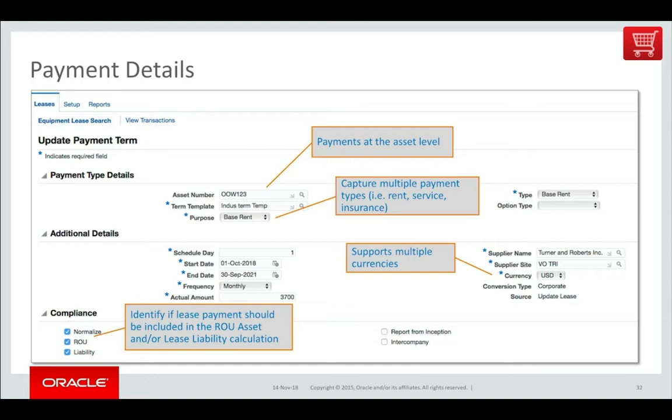The important piece for accounting here is to understand whether that payment is included in your ROU and/or liability. So things like rent you would include in, that would get built into your amortizations, your PV calculations. If it's something like service, it's probably unlikely you would include that in your ROU and/or liability. Right, but we give you the options here. And that can all default for you based on your payment types and term templates. You can default them in.